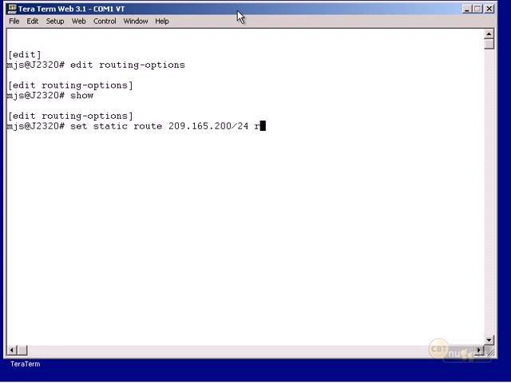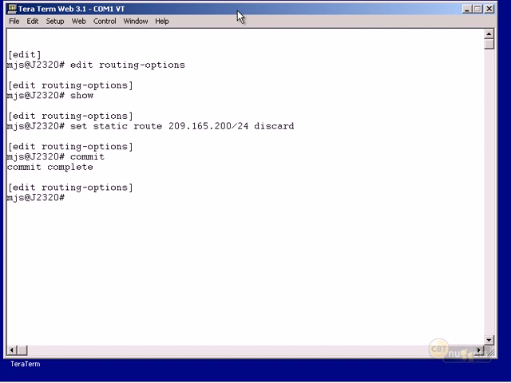So discard is basically just going to be a black hole, and that's fine for me. It's like going to the null zero interface on a Cisco router. So I'm going to go ahead and add that route. Now we want to remember this route because I'll actually be using this in my export policy for RIP coming up in a bit here. Let's go ahead and commit this.